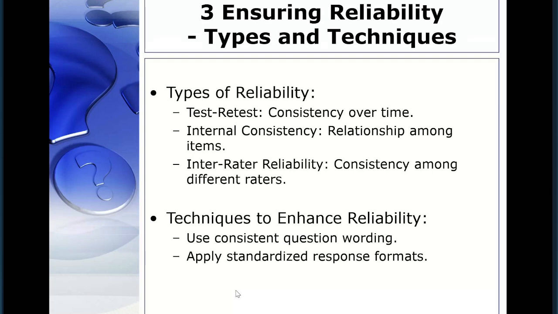Now, ensuring reliability, types and techniques. Reliability is a measure of consistency in a questionnaire. Test, retest reliability checks if the questionnaire produces similar results over time, suitable for stable traits like brand loyalty. Internal consistency examines if related questions measure the same construct, commonly assessed using Cronbach's alpha. Inter-rater reliability is relevant when responses are assessed by multiple raters, ensuring consistency among them.